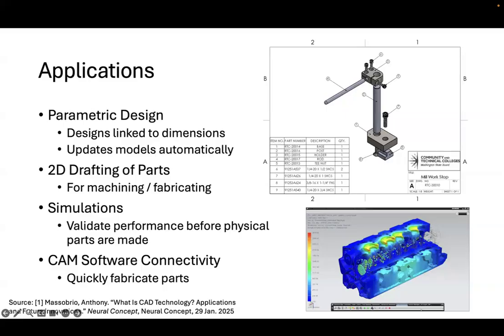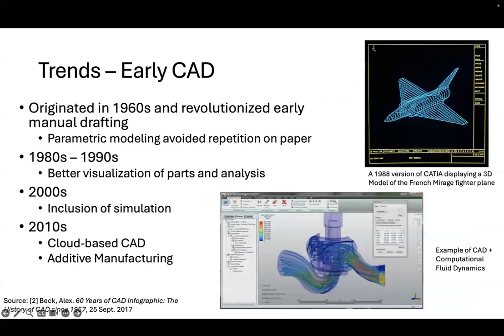The software also has a lot of connectivity with CAM, or computer-aided machining and manufacturing. This works similarly to the 2D drafting, in being able to quickly fabricate parts for prototyping, testing, whatever it may be.